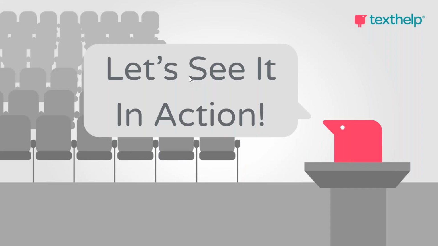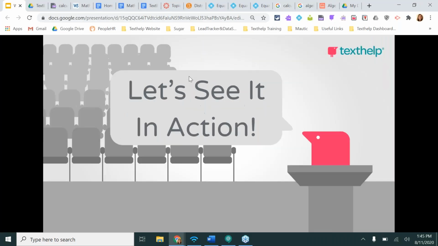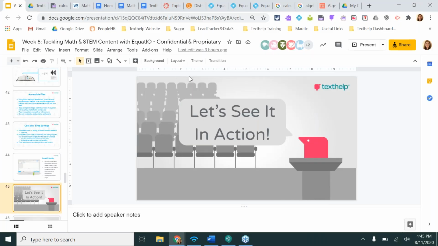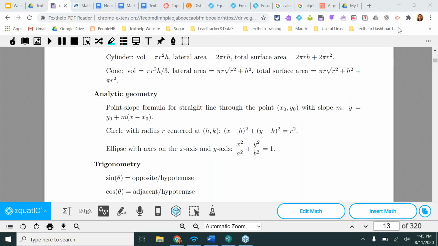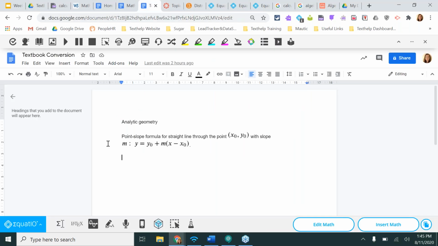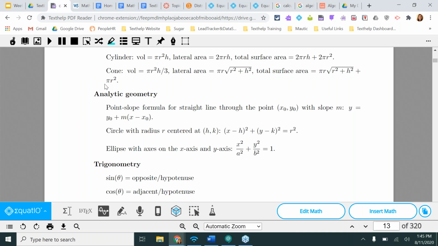So let's actually see this in action for just a couple minutes. Let's see what this looks like from a conversion standpoint. I have this exact same calculus textbook in front of me. What I did a little bit ago today was start creating a page of content directly from the textbook. I've got this analytic geometry, this slope point formula, my coordinates here, my equation here. I'm ready to begin the next point.